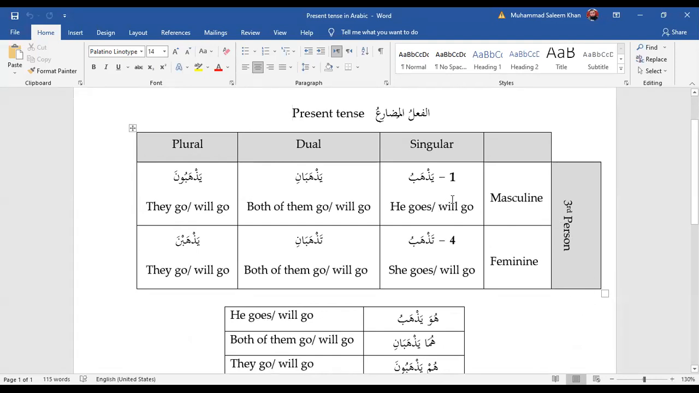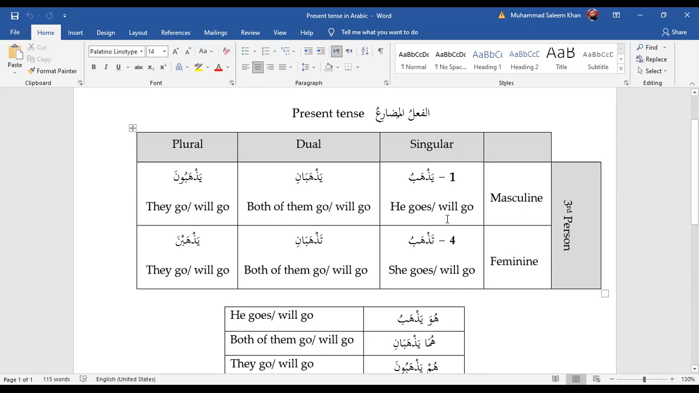So why have I written 1 here? 1 means this is the first form of the verb. Like dhahaba was the first, you remember? Yes, sir. And dhahabat was the fourth. Similarly, yadhabu is the first and tadhabu is the fourth. All the rules of the past tense will be applicable to the rules of the present tense. So basically, we are not learning something new. The ideas will be the same. The only thing that we need to learn is the present tense of the verbs that we learned in the past.